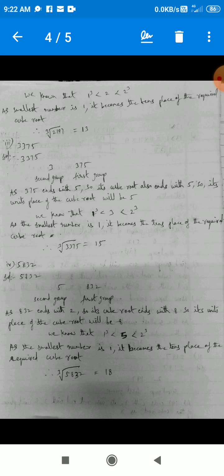Fourth problem, 5832. Solution. Make the two groups, first group is 832, second group 5. As 832 ends with 2, its cube root also ends with 8. So the unit place of the cube root will be 8. We know that 1 cube is less than 5, and 5 is less than 2 cube. As the smallest number is 1, it becomes the tens place of the required cube root. Therefore, cube root of 5832 is equal to 18.